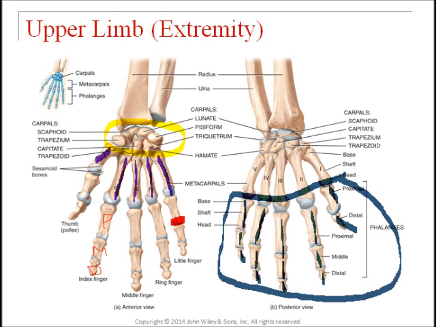The way you're going to tell the difference between these two is the head of the radius is going to have that little radial tire shape. And the top of the ulna is going to have this large C-shaped notch in it.